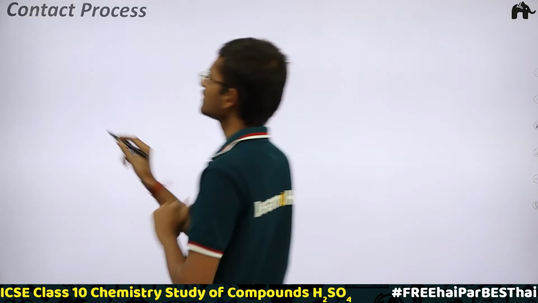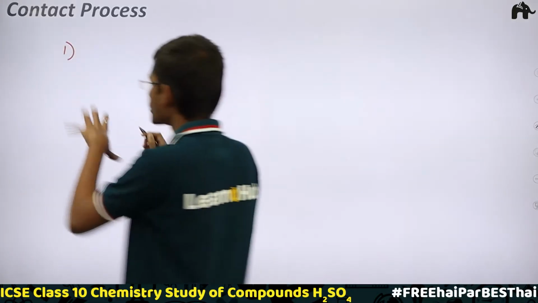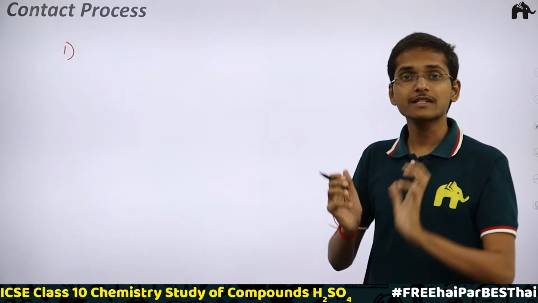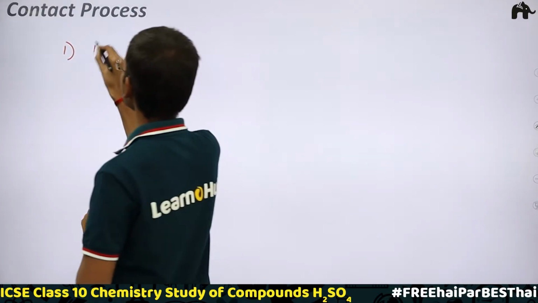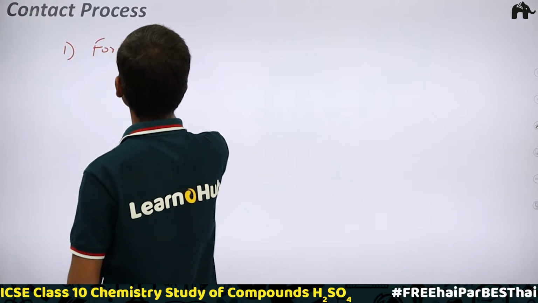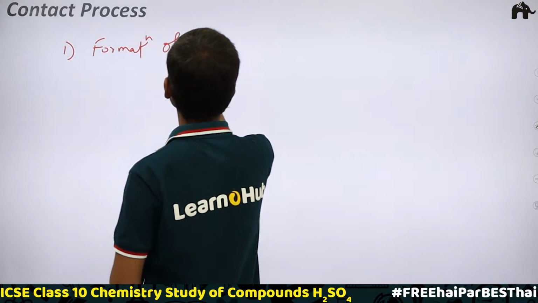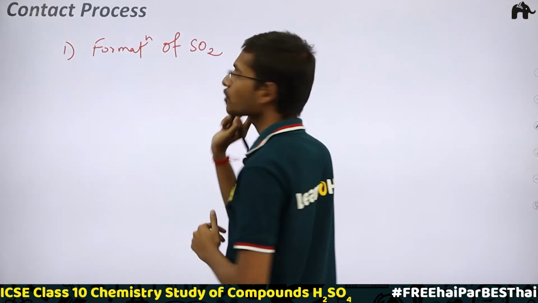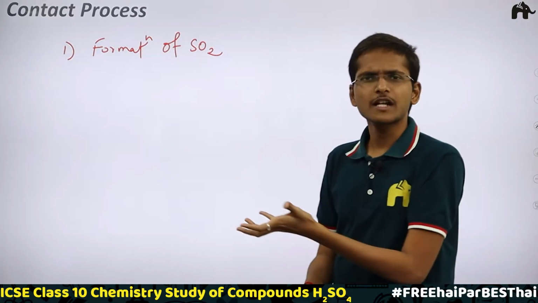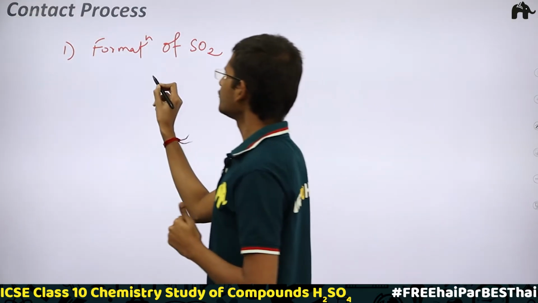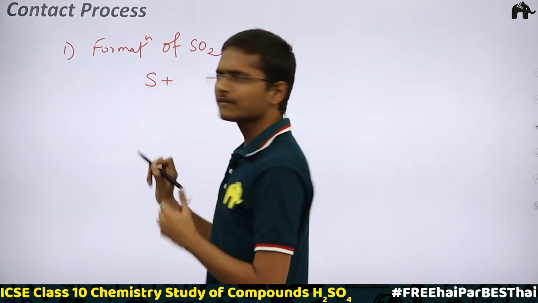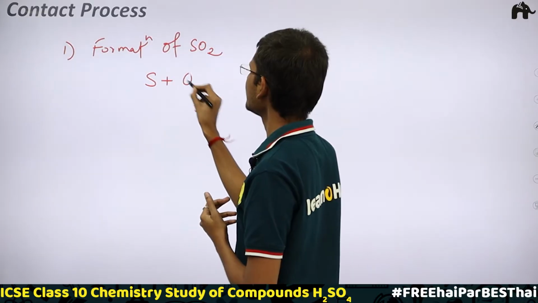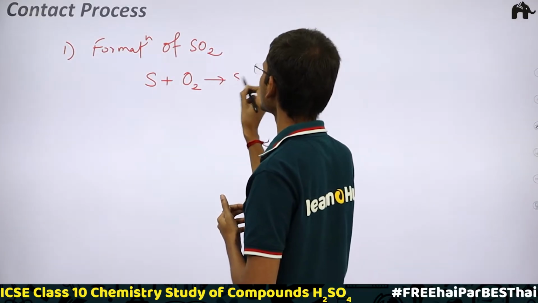So first one is simply the production or formation of sulfur dioxide. I'm going to write it here, formation of sulfur dioxide gas. So how are we going to form the sulfur dioxide gas? Very simple. We would take pure sulfur and make it react with oxygen, and we would get sulfur dioxide.